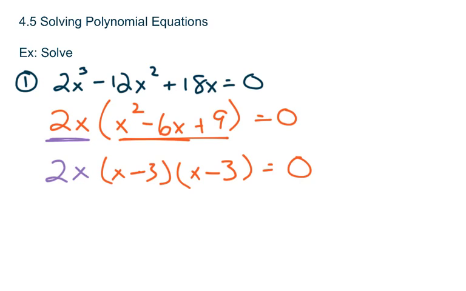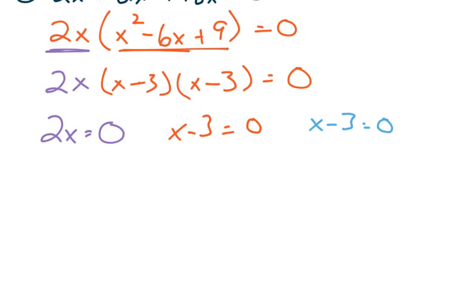Now what we can do is set each factor equal to 0. So we'll have 2x equals 0, x minus 3 equals 0, and then the third one, x minus 3 equals 0. So our solutions then: 2x equals 0. 2 times what number is 0? Well, that has to be 0. x minus 3 is equal to 0, so that means x is equal to 3, and then x minus 3 equals 0, so we have 3 again. So we have 0, 3, and 3.